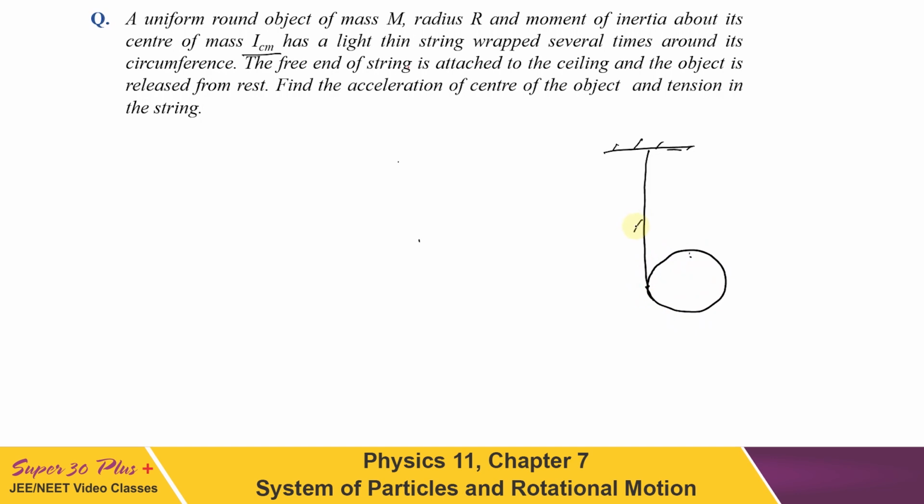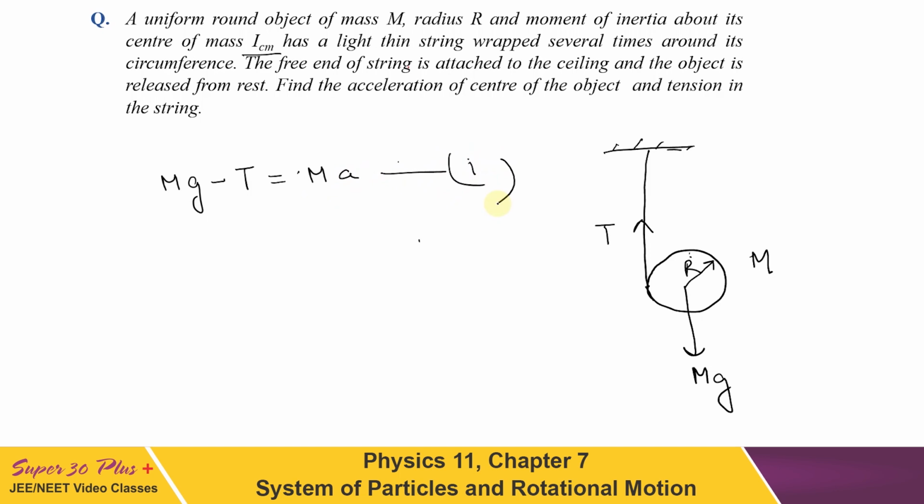Now what are the forces here? It has to be tension, mg at the center of the object, and then of course its radius is given, mass is given. Now if I write the equation for translatory motion, that will give mg minus T, because as the string is unwrapping, the object will come down. So it has to be mg minus T is equal to ma. This is our equation number 1.